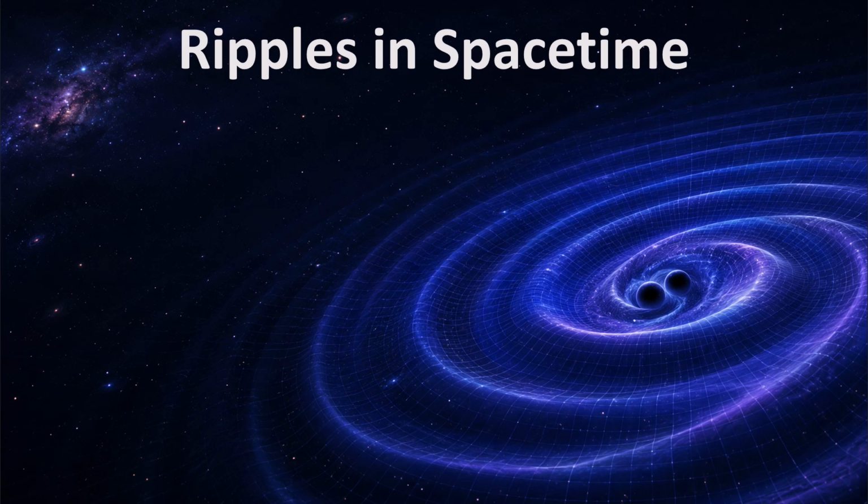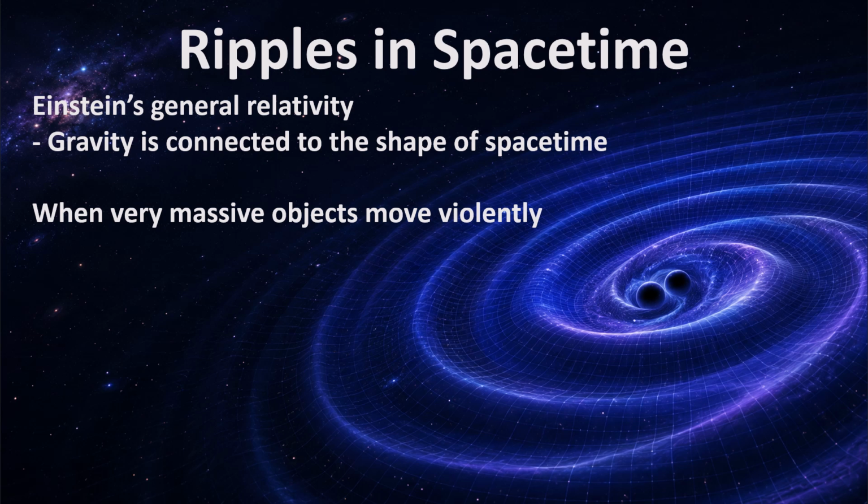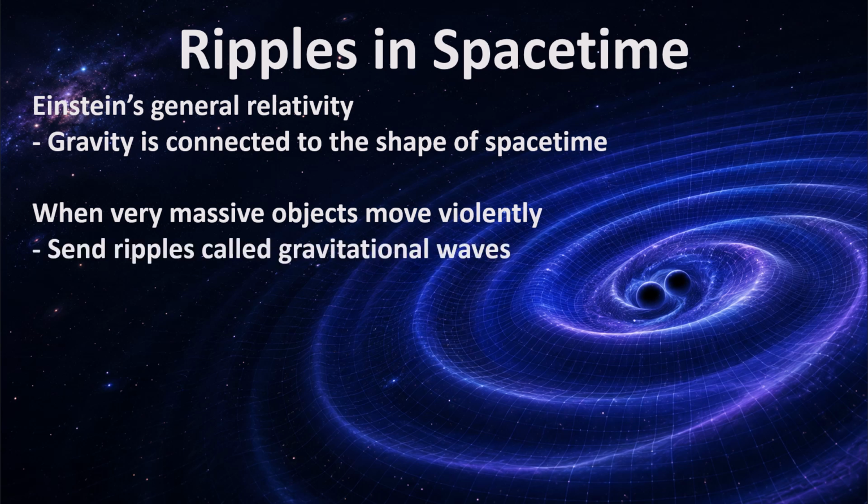What happens when spacetime itself is disturbed? Einstein's general relativity tells us that gravity is not just a force pulling objects together. Gravity is connected to the shape of spacetime. When very massive objects move violently, they can send ripples through spacetime. These ripples are called gravitational waves. Gravitational waves are ripples in spacetime itself.